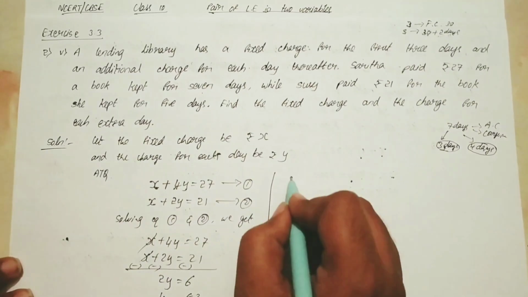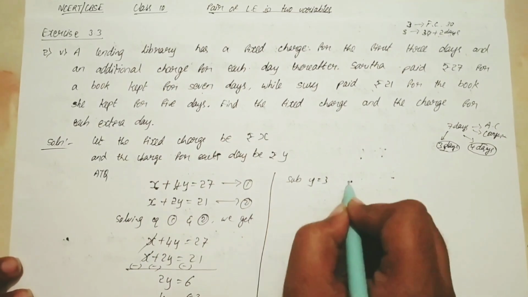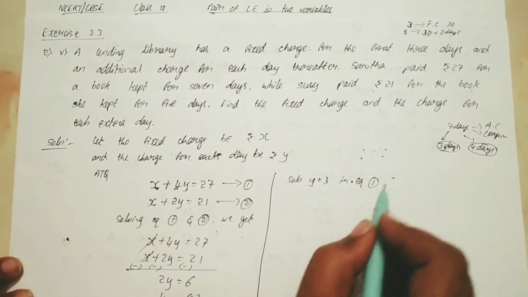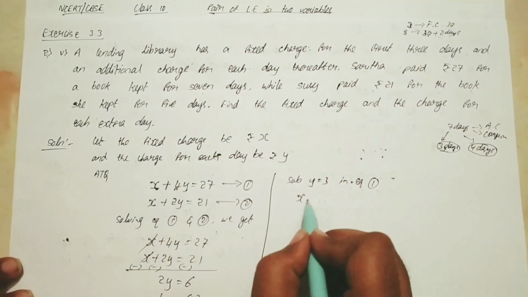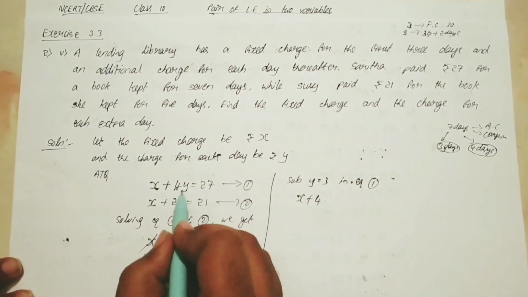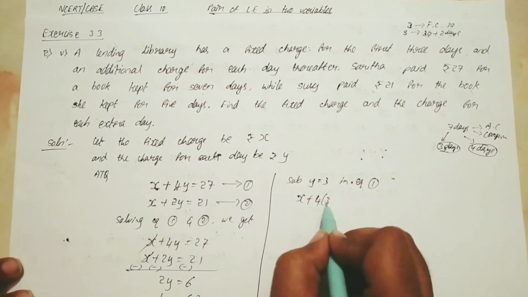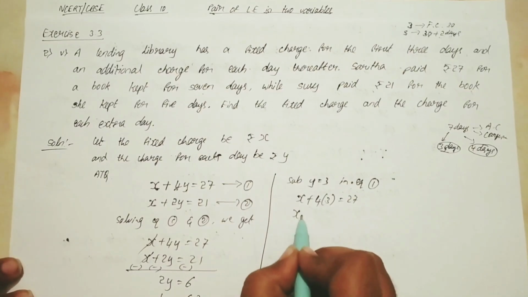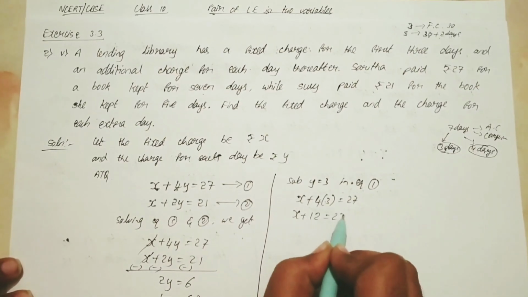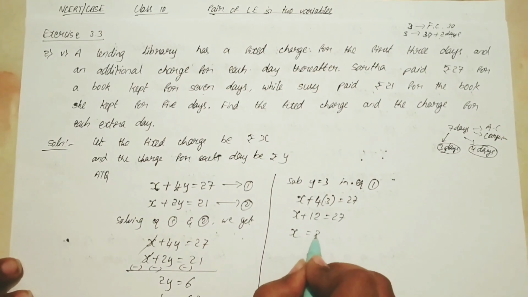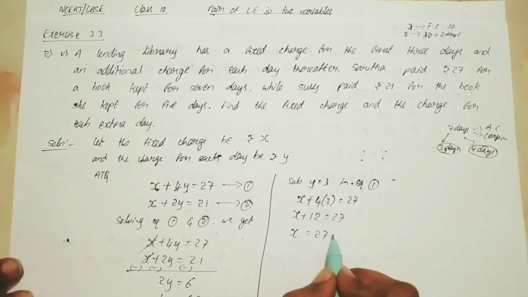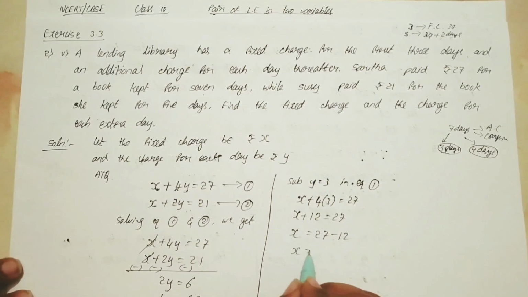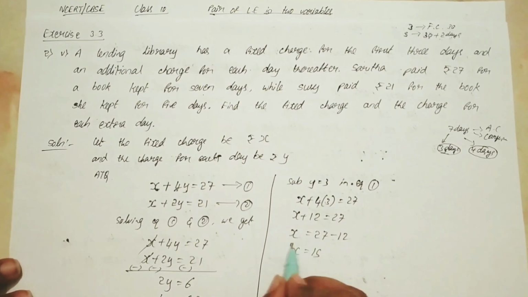If I substitute y is equal to 3 in equation 1, what will it become? x plus 4 as it is, and in place of y I will write the value of y, that is 3, is equal to 27, right? So x plus 4 threes are 12 is equal to 27. So x is equal to 27. If we shift 12 to the RHS, it will become minus 12, right? So x is equal to 27 minus 12, 15.